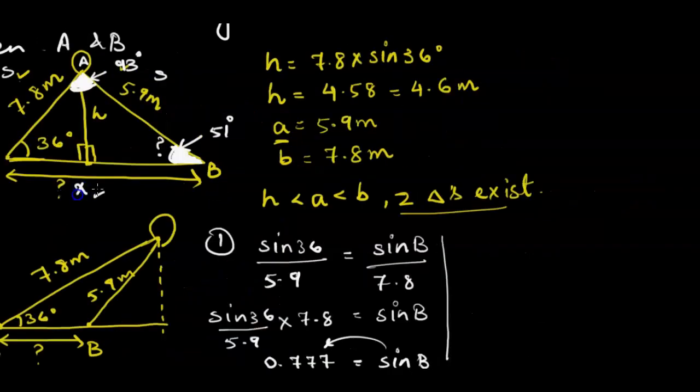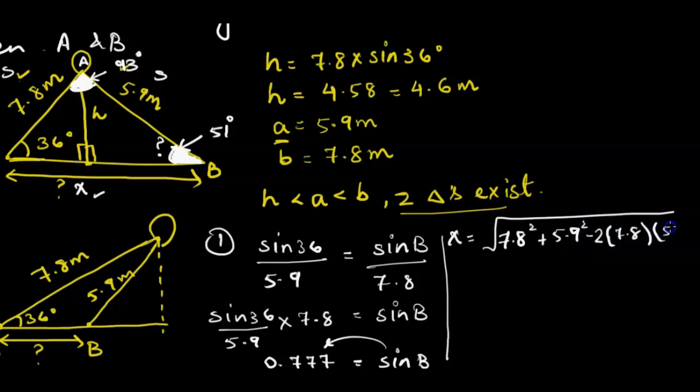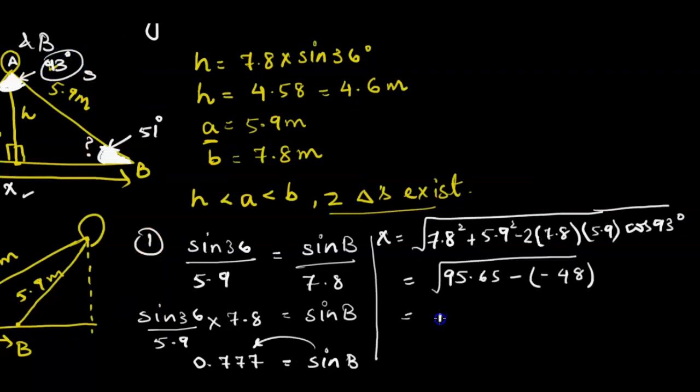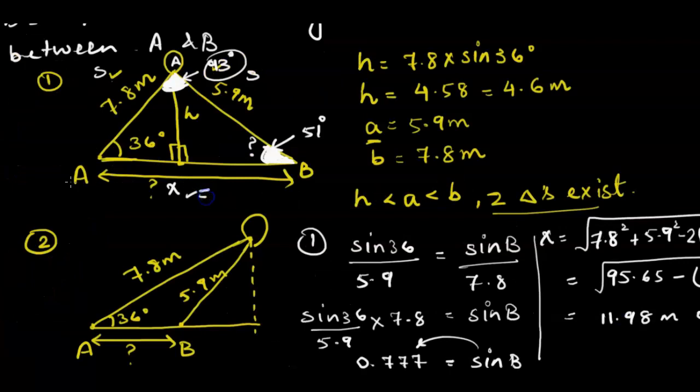Let's call this unknown side as x. So x would be equal to square root of 7.8 square plus 5.9 square minus 2 times 7.8 times 5.9 times cosine 93. When we put this all on the calculator, we would get this value. And then finally we get 11.98 meters. Or if we round it to the nearest whole number, that would be 12 meters. So in first case, the distance between A and B is 12 meters.